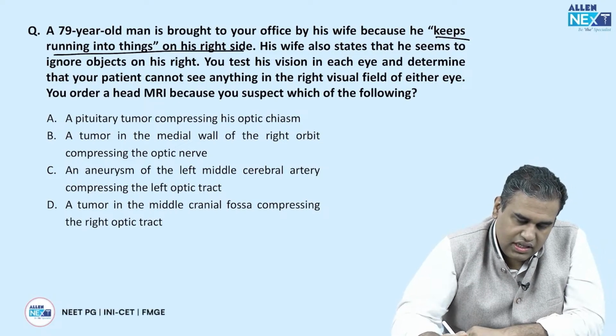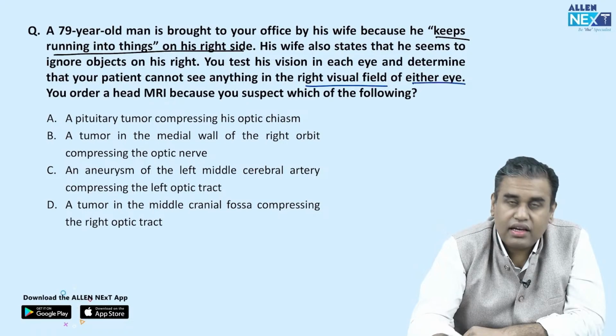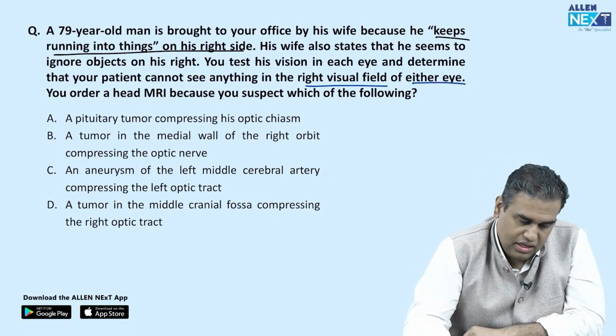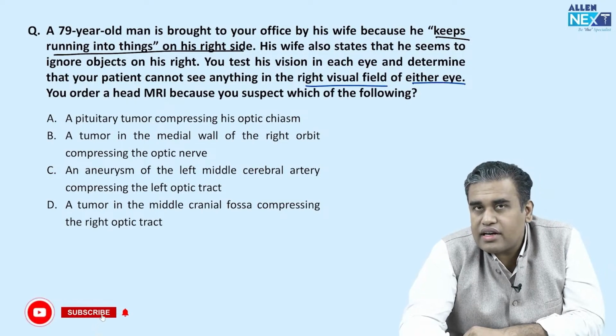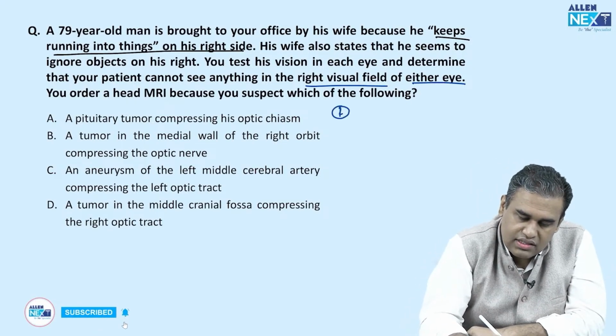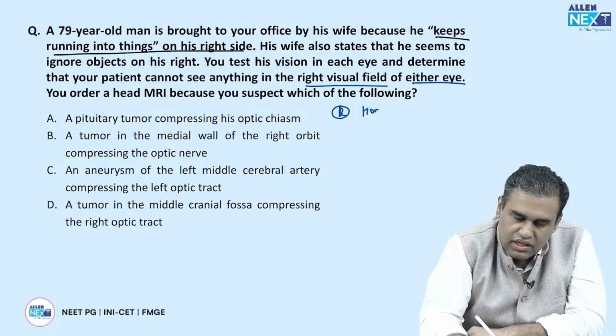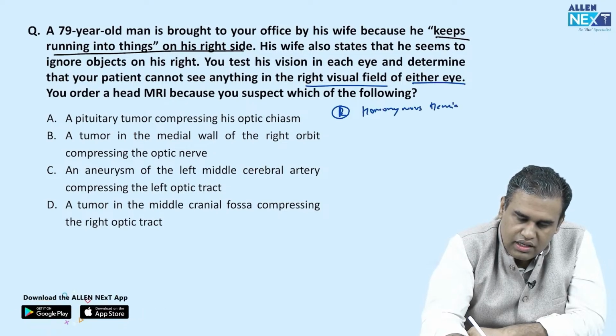You test his vision in each eye, determine that the patient cannot see anything in the right visual field of either eye. You order a head MRI because you suspect which of the following. So there is right-sided homonymous hemianopia. Understand this is the visual field defect question. Right-sided homonymous hemianopia. Now, if you know the basics, it is referring to what?